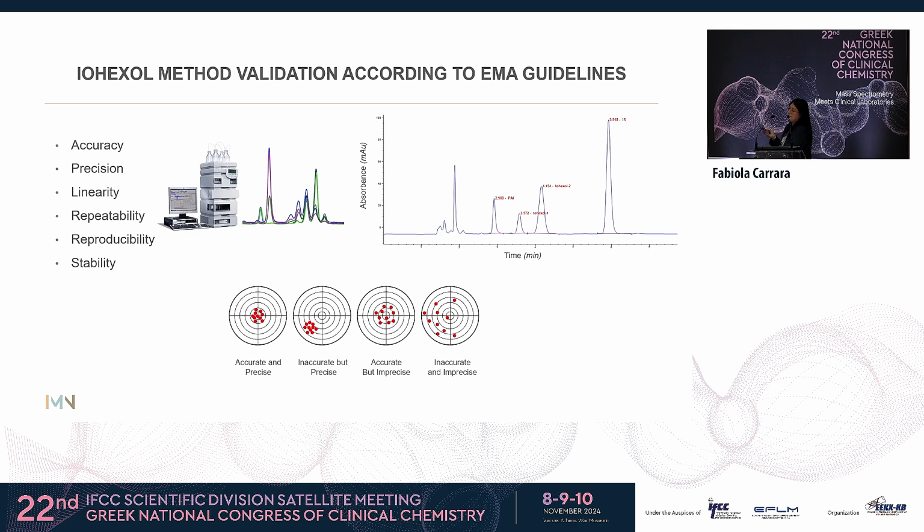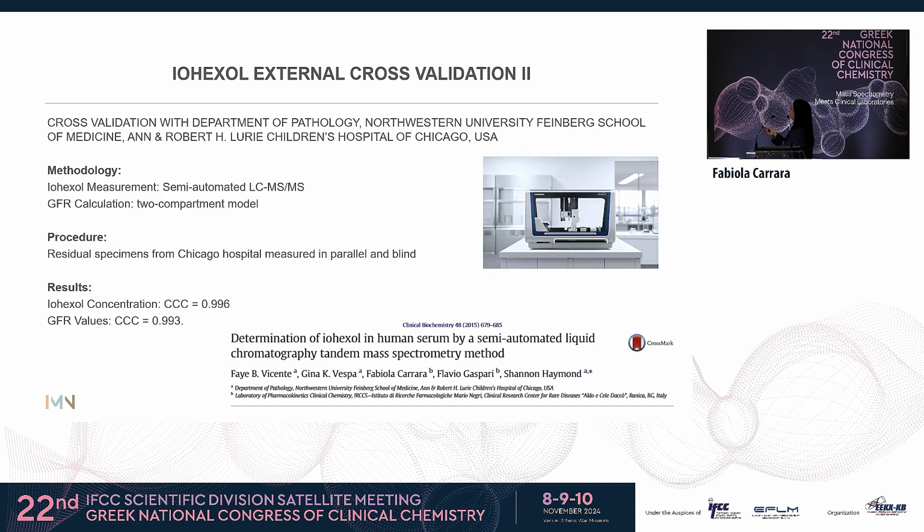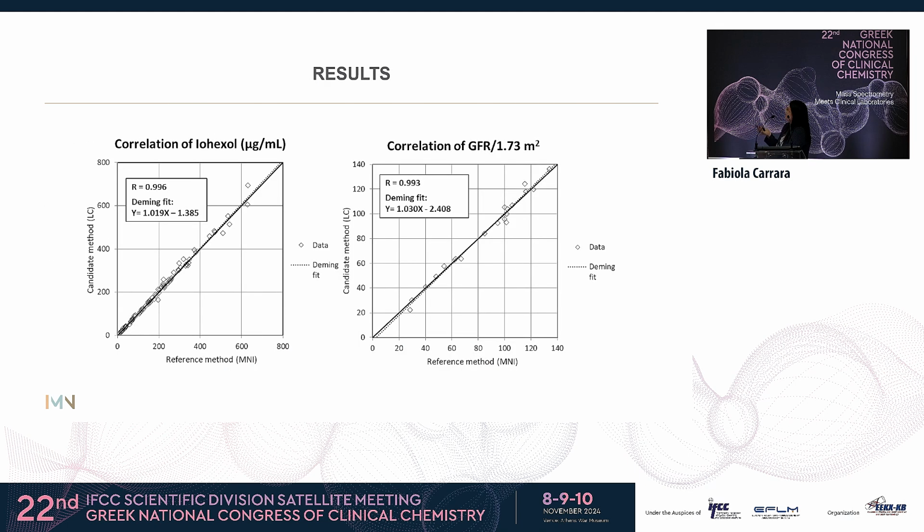We validated the procedure internally, and here we can see a typical chromatogram that we obtain in HPLC UV, where iohexol elutes in about 4 minutes. We also externally validated the procedure with several laboratories, in particular with mass spectrometry, with a hospital in Chicago. We measured in parallel, and we were totally blind. Here you can see an excellent correlation between mass spectrometry and HPLC UV. And this has the advantage that HPLC UV is available in almost all clinical chemistry laboratories.